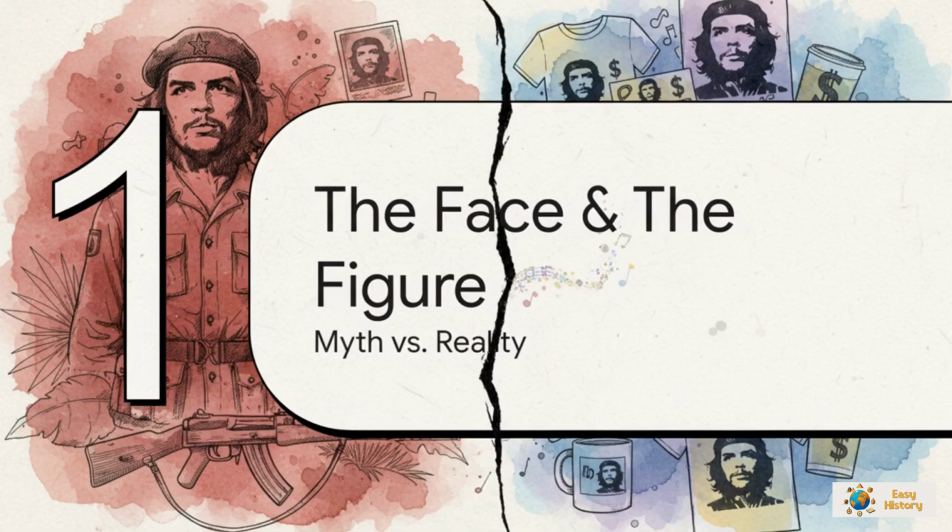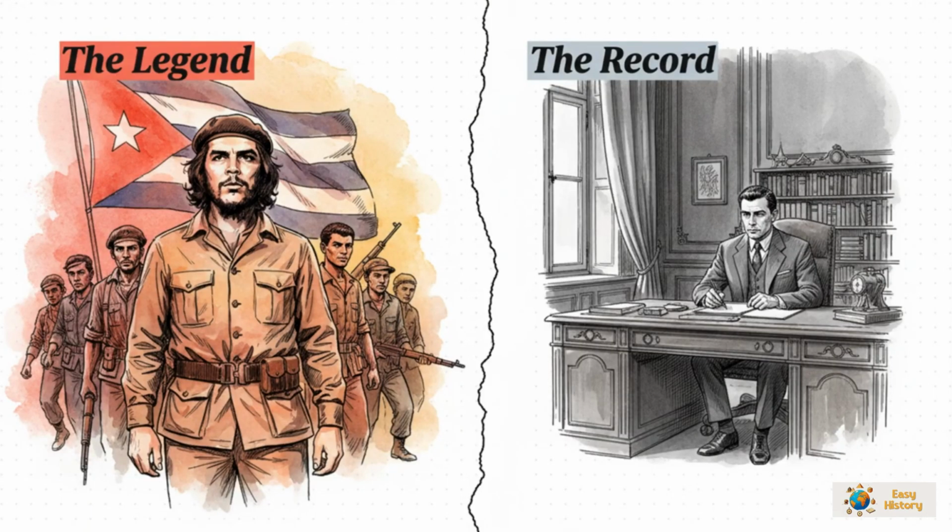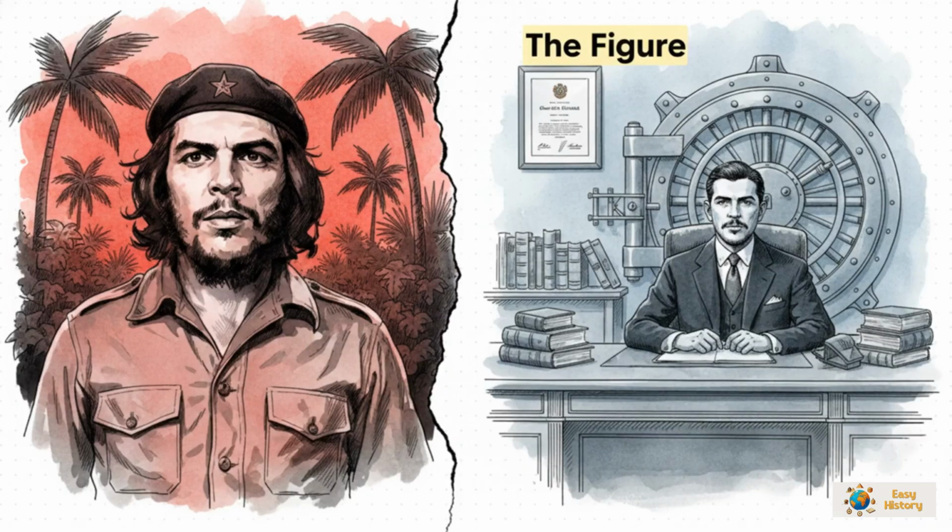To really get what's going on, you have to separate the person from the poster. So who was the real Ernesto Guevara before he became this legendary Che? Well, right off the bat, the historical record tells a pretty different story from the legend we all know. Contrary to the myth, he wasn't the main leader of the Cuban Revolution. He was actually an Argentine from a pretty well-off family, and after the revolution's success, he ended up in a series of, well, bureaucratic jobs.